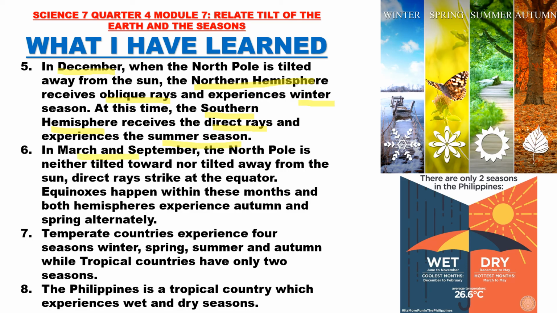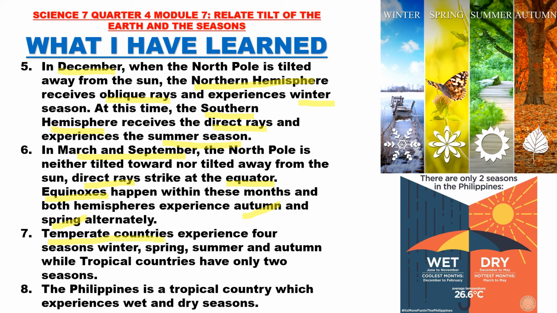In March and September, the North Pole is neither tilted toward nor tilted away from the sun. Direct rays strike at the equator. Equinoxes happen within these months, and both hemispheres experience autumn and spring alternately.